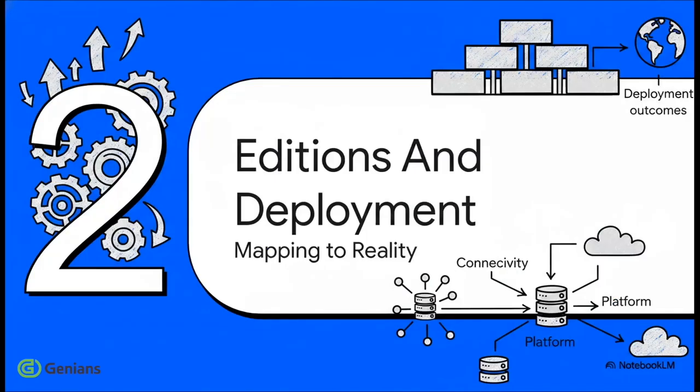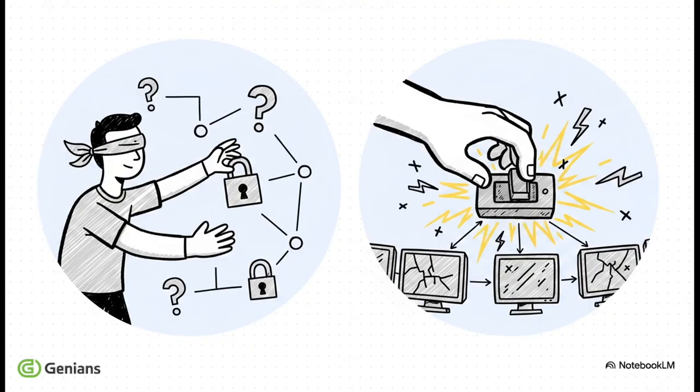Okay, so we've got the components down. Now let's talk about the editions and deployment options. This is all about mapping that structure to how you'd actually roll this out in the real world. If you've ever been part of a NAC deployment, you've probably seen one of two things go wrong. Either you try to enforce rules before you can even see everything on the network, which leaves huge gaps. Or you try to turn on enforcement everywhere all at once, and everything breaks. The whole idea behind the three editions here is to avoid exactly those two problems.